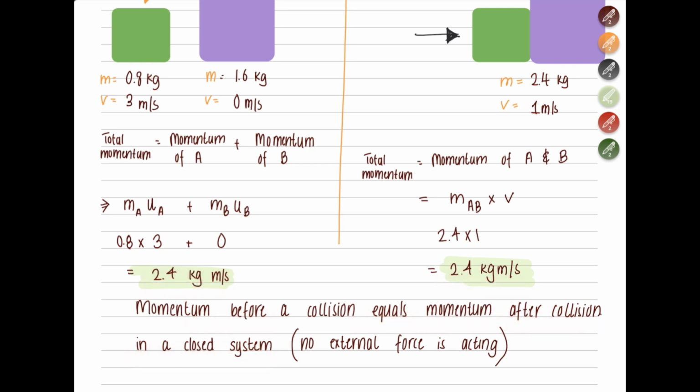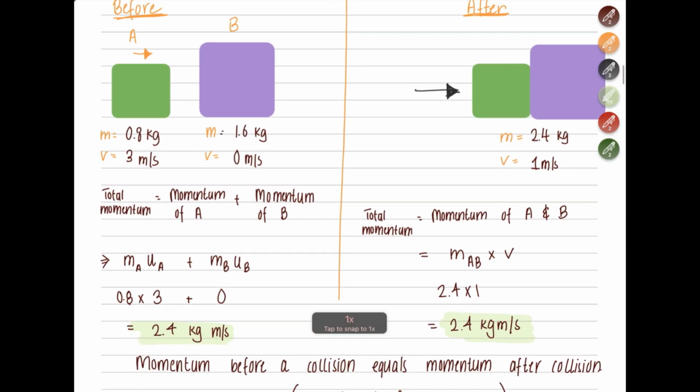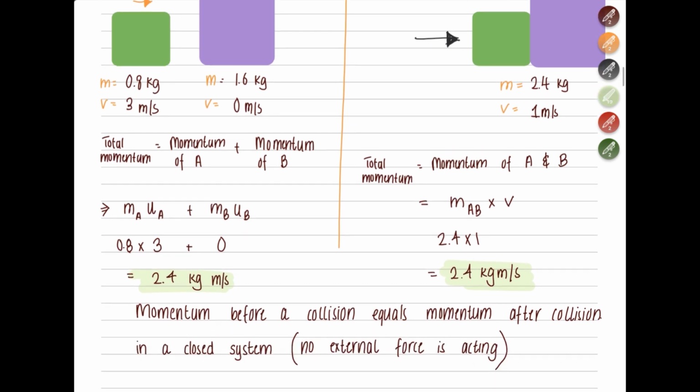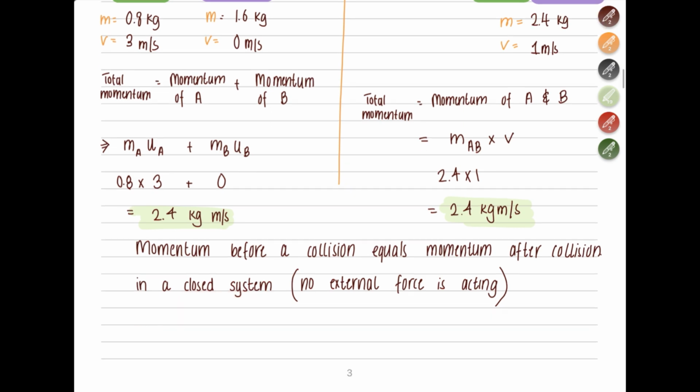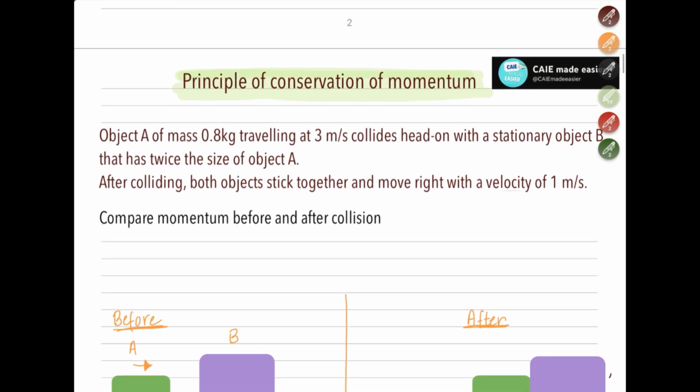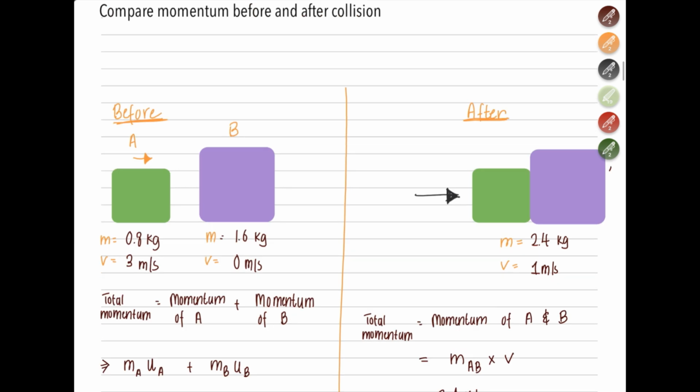It's not lost unless there is an external force acting. External force, for example, if there was a second force that was pushing it, that would increase the speed, right? And the momentum would increase. But if there's no external force, it's a closed system, momentum before and after collision are going to be equal, and this is the principle of conservation of momentum.